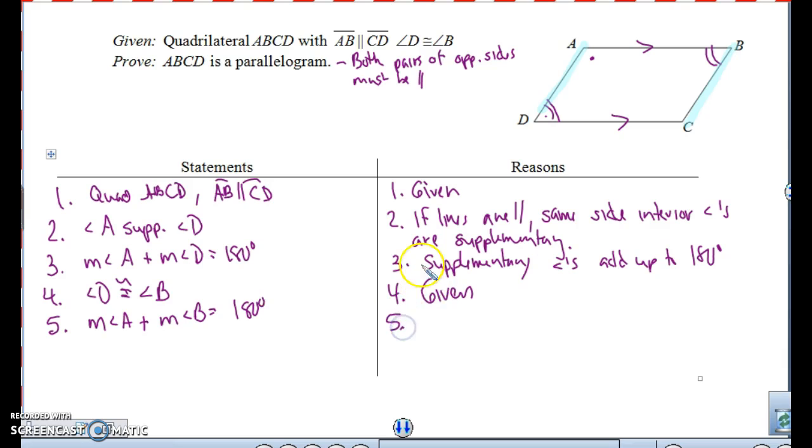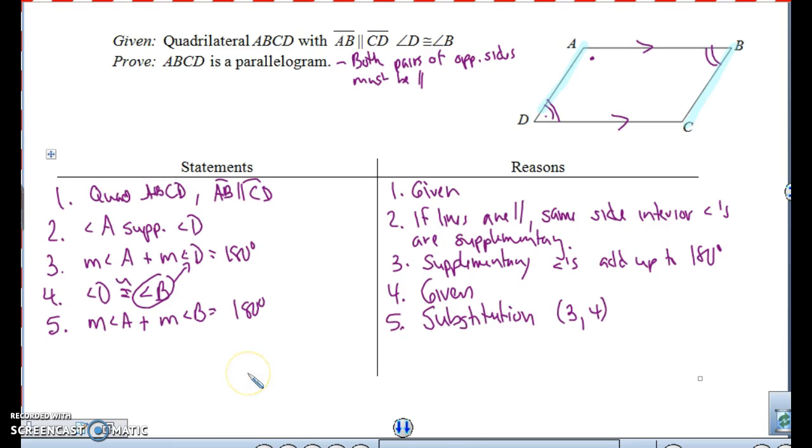Yeah, that's by substitution. We just took B and plugged it in for D. We took statement 3 and we plugged in statement 4. So here for D, instead of writing D, we wrote B in there and we rewrote it. So that's pretty much what we did.